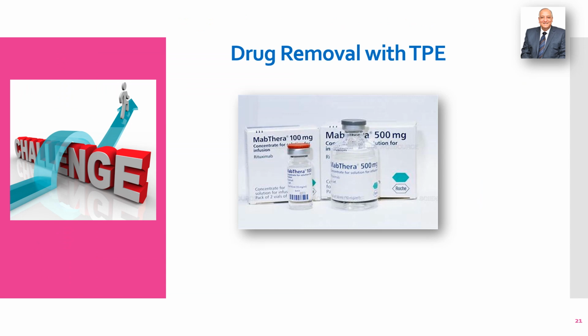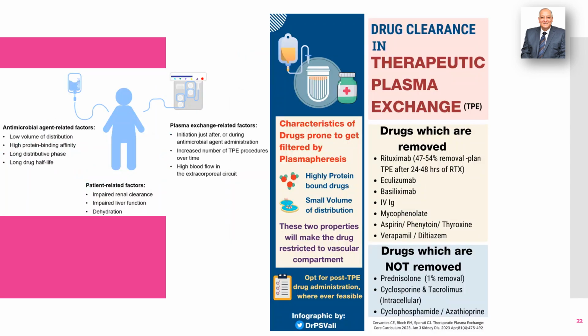Challenges in drug removal with plasma exchange. The important factor for drug removal is kinetics. Drugs prone to get filtered by plasmapheresis include those highly protein bound with a small volume of distribution, meaning its intravascular compartment is high. Drugs which are removed include rituximab, around 50% removed, and others like eculizumab, immunoglobulin IG, mycophenolate, aspirin, while drugs which are not removed include prednisolone, 1% removal, cyclosporin and tacrolimus, which are intracellular, cyclophosphamide and azathioprine.